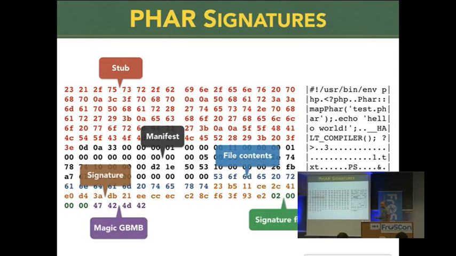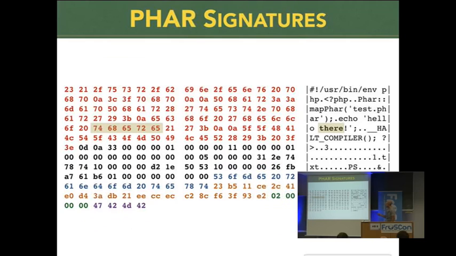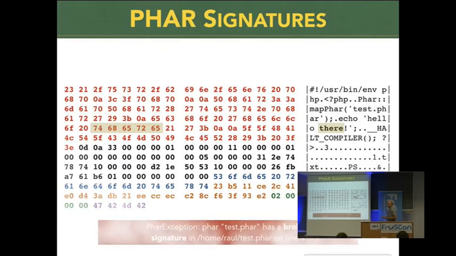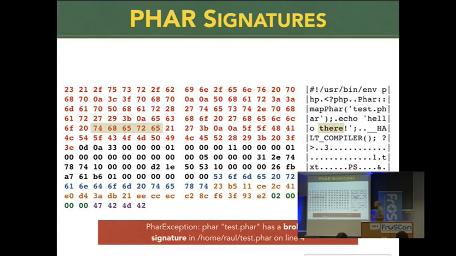So what happens if we are really smart, and say, well, we're going to change hello world to hello there. So our virus, for example, would do something like that, change code. If we try to execute that PHAR, we get an error that has a broken signature. So automatically, PHP is checking that for us.